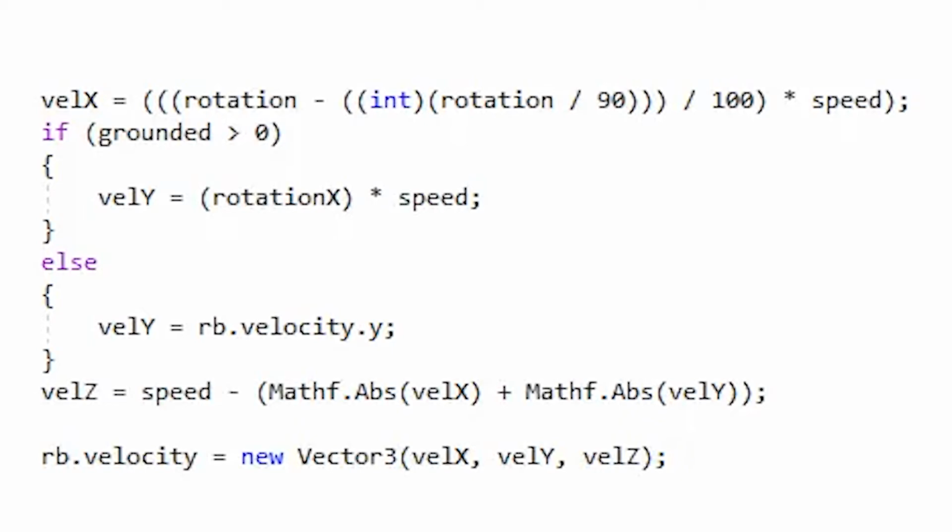All that this equation does is take the x rotation of the car and convert it from a fraction of 90 to an equal fraction of the total speed. Then do the same thing for the y rotation. Subtract both of those from the speed to get the z value. And after that, we just plug those values in as velocity and the car steers pretty precisely.